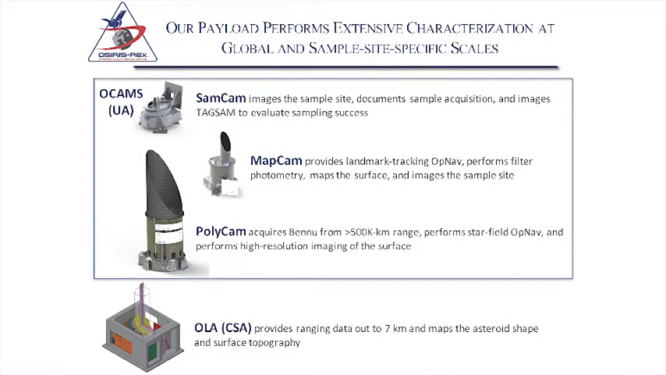OLA, or the OSIRIS-REx laser altimeter, is an instrument provided by the Canadian Space Agency that's going to give us topographic information in great detail about the surface so that we have a much better model of the shape, so that we can be very, very careful when we're picking our landing site, or sorry, our sampling site, it's not really a landing, and make sure that we won't run into any big boulders that we weren't aware of or anything like that. We'll have very, very detailed surface information from that instrument.